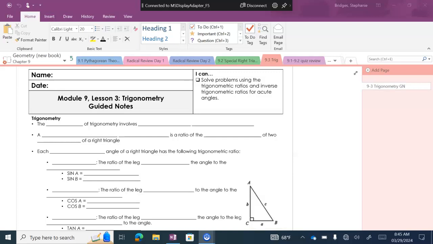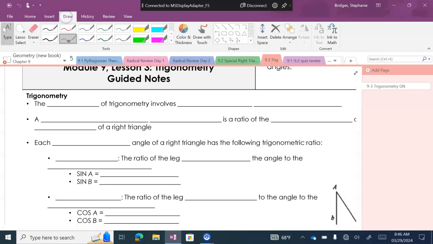All right, so we are going to start talking about trig. That's short for trigonometry. The study of trig involves triangle measurement, meaning side lengths and/or angle measures. So that's what we're going to be finding with trig. We did our special right triangles and the Pythagorean theorem, but the trig aspect is going to bring angles and sides together.